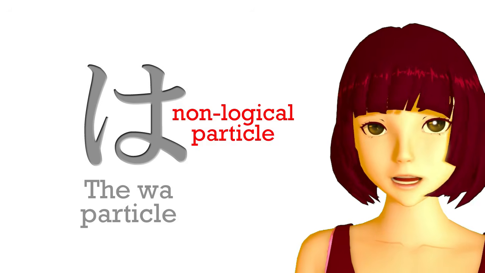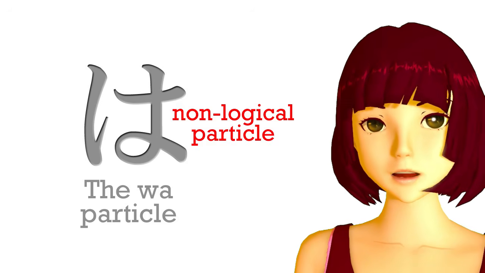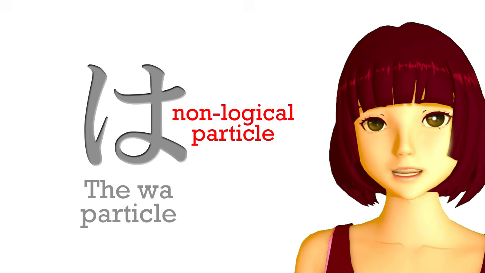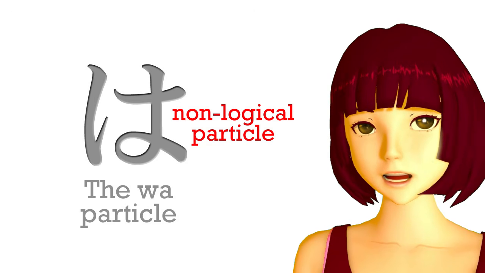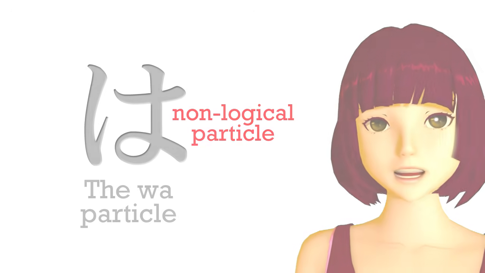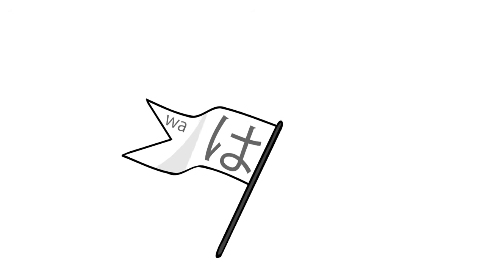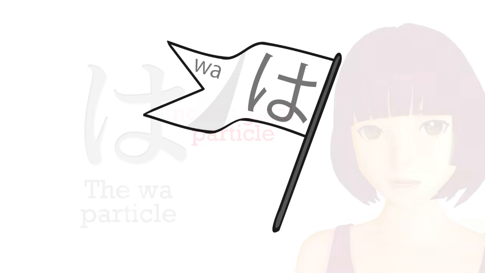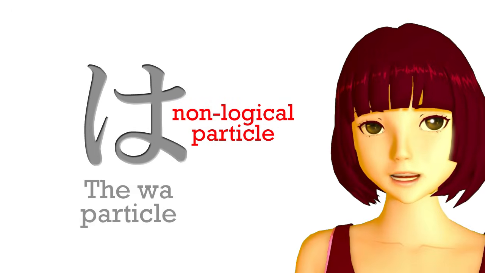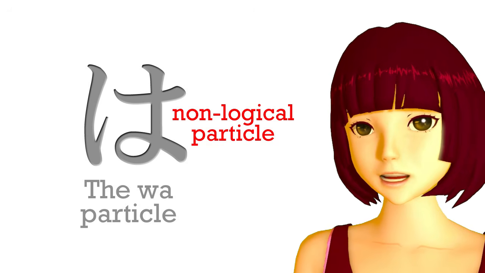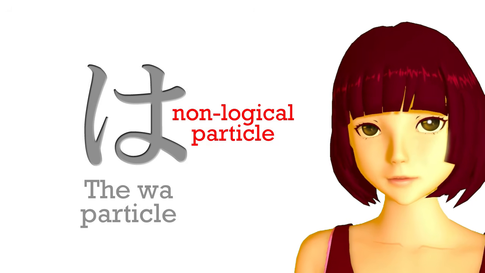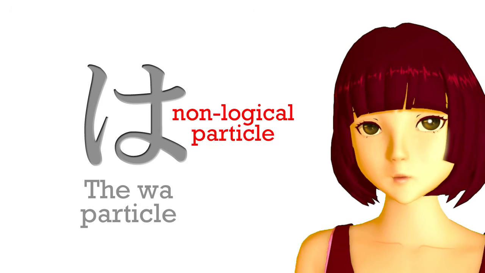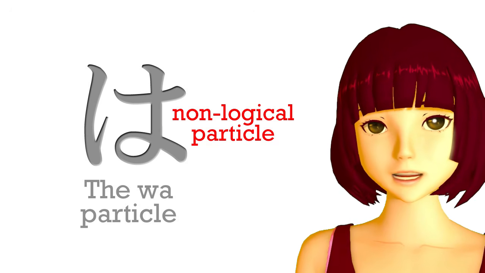So, if wa is not a black car or a white car, what kind of a carriage is it? Well, it's not a carriage at all. A wa-marked noun looks like this. That's right, it's a flag. Why do we depict it as a flag? Because that is what wa does. It flags something as the topic of the sentence. It doesn't say anything about it. That's what the logical sentence is there for. Wa simply flags the topic.